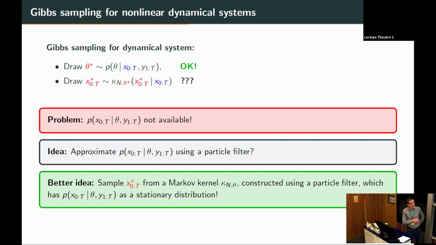So the main part of this lecture will be discussing how we can construct this kernel, which has this property. And if we can find that kernel, then we can plug it into the Gibbs sampler. You can note that most of the derivations here will consider this conditional distribution where we condition on a fixed value of theta. So you can assume that theta is fixed for the main part of the lecture now, but in practice, when we apply this, we will of course update theta in this outer Gibbs loop.